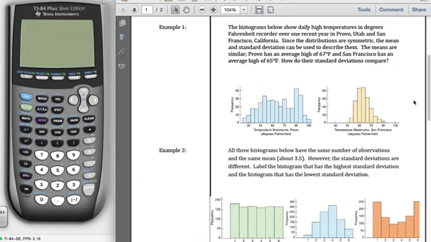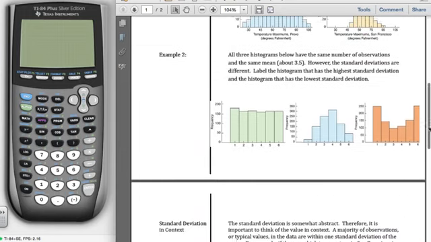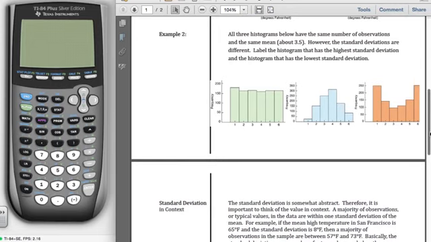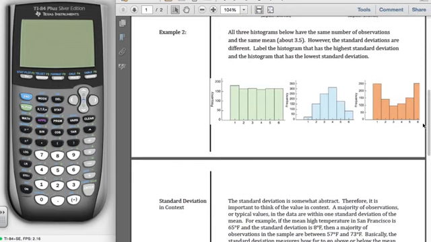We want to do something similar in example 2. We have 3 histograms this time. They all have the same number of observations and they have the same mean, about 3.5. However, the standard deviations are different.